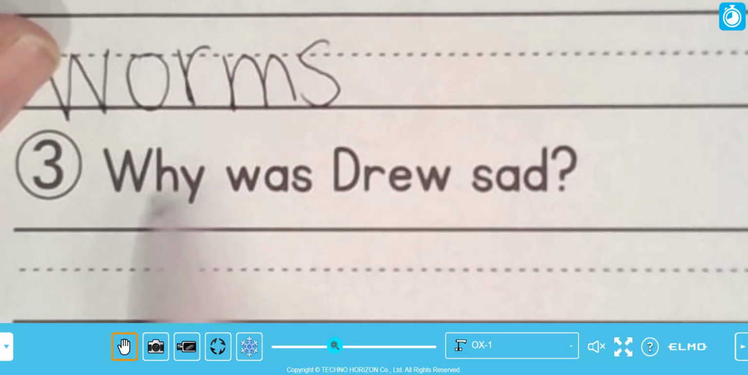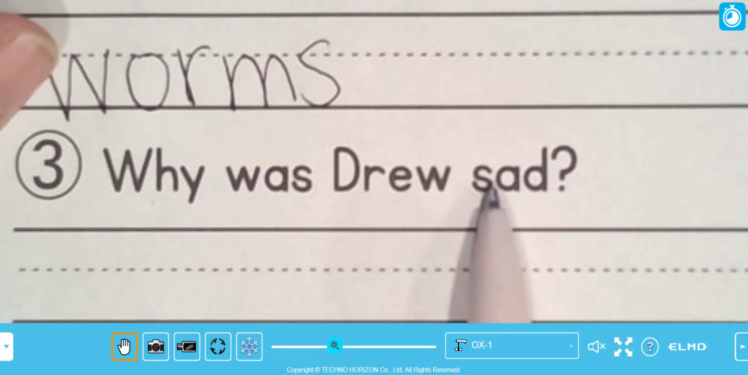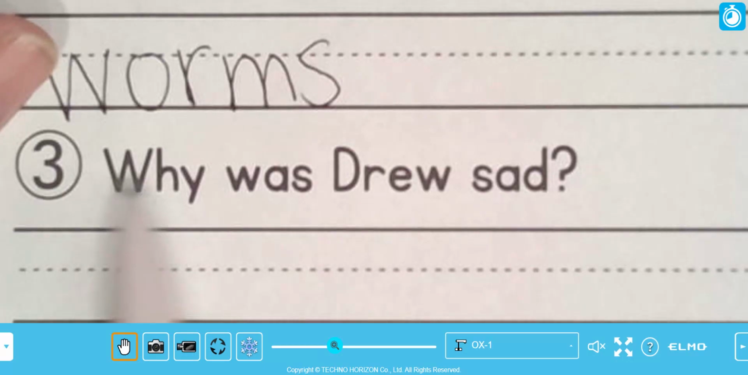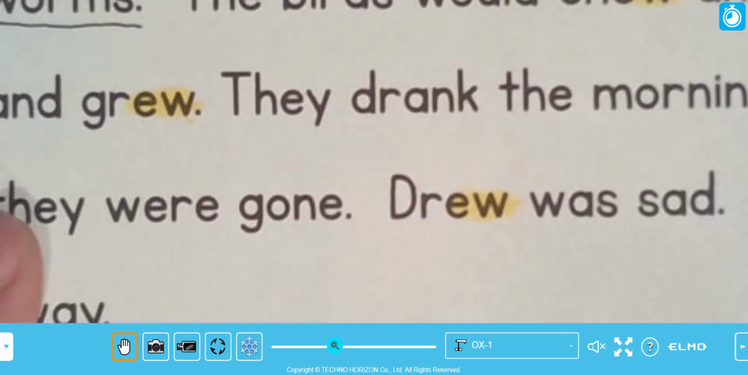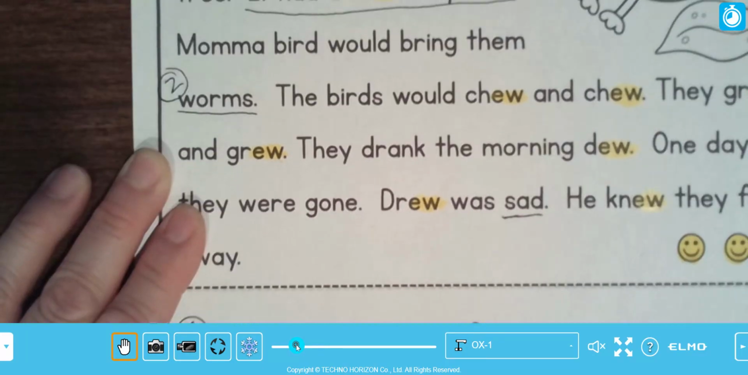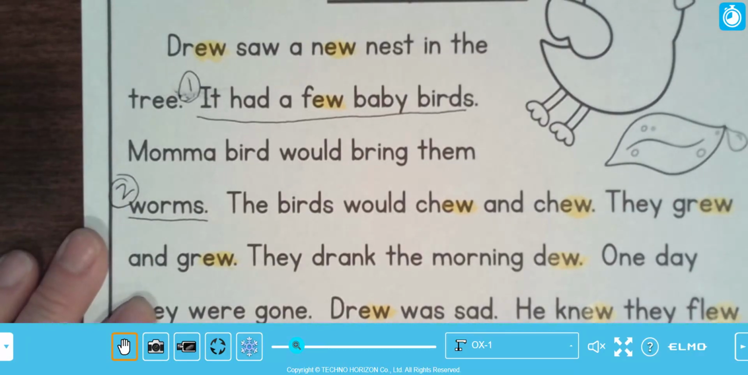Okay, here's the next question. Why was Drew sad? This is what we have to find out. Why was Drew sad? Okay, so there's the word sad right there. I'm going to underline it right there. And when we read this part, we're going to pay extra attention to why Drew was sad. Let me put a little X.